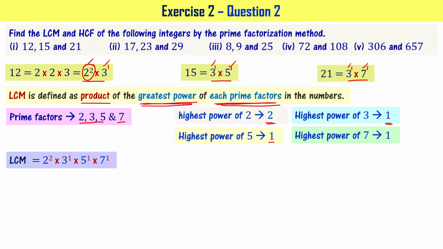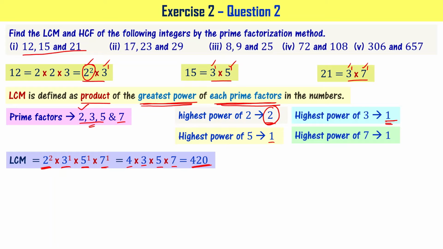So LCM can now be written as 2 square, because 2 is the prime factor and its highest power is 2. Then 3 is the prime factor and its highest power is 1. That's why 3 power 1 times 5 power 1 times 7 power 1. You multiply these: 2 square is 4, 3 power 1 is 3, 5 power 1 is 5, 7 power 1 is 7. When you multiply all these, you get 420 as the LCM of these three numbers.